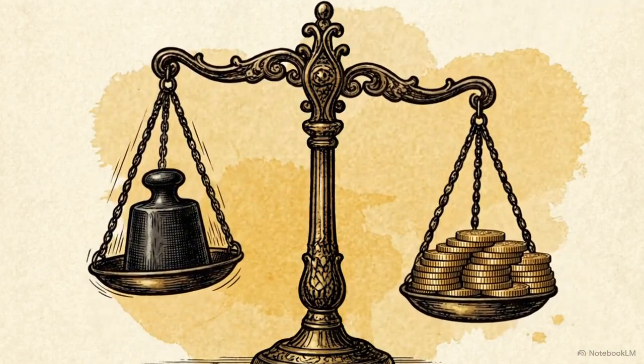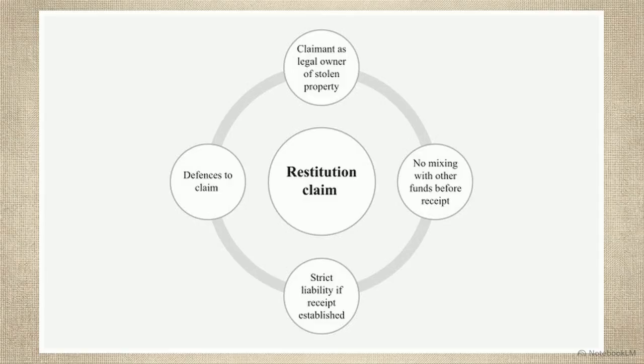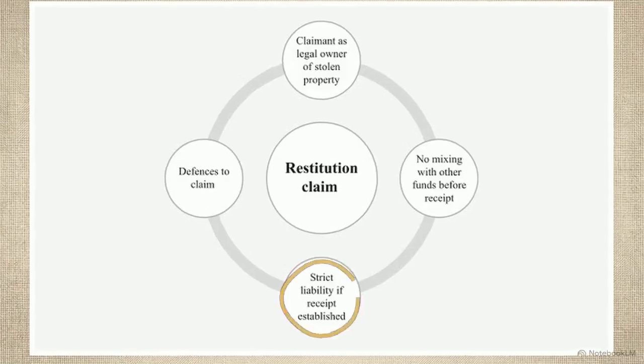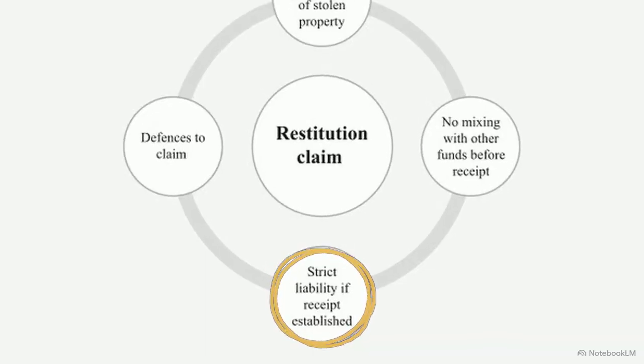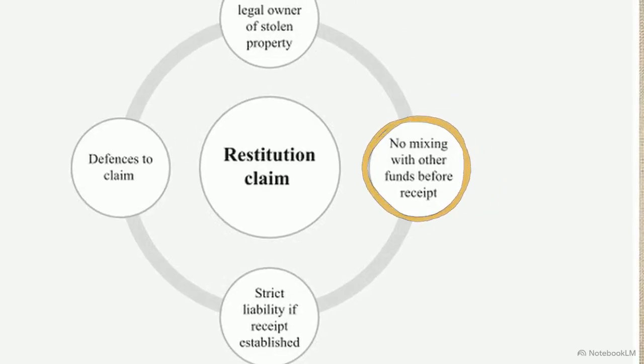Finally, we must briefly consider a third legal avenue, common law restitution, based on the principle of unjust enrichment. This diagram maps the core parameters of a restitution claim. Its advantage is strict liability. The claimant only needs to establish receipt. But limitations exist. It requires strict common law tracing, and the claimant must hold actual legal title to the property.